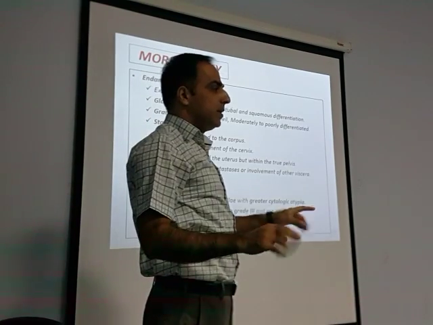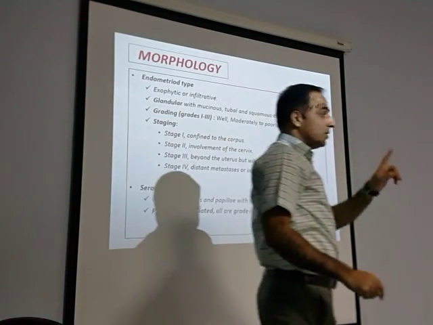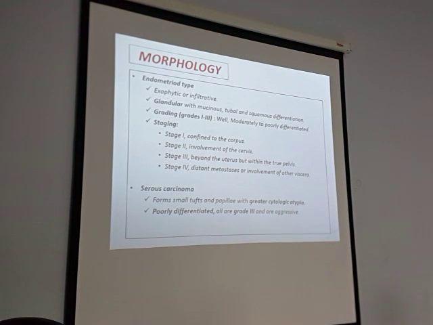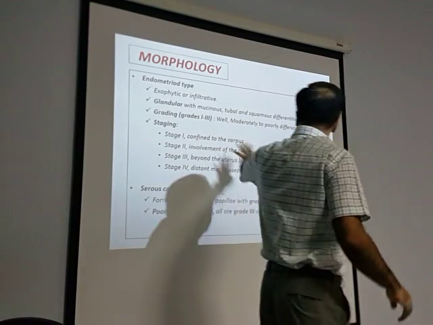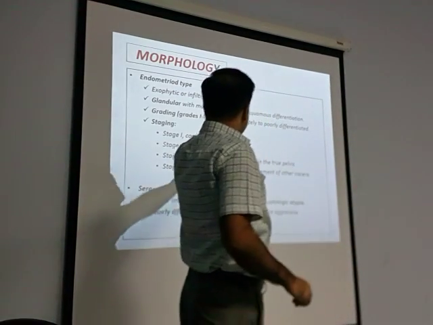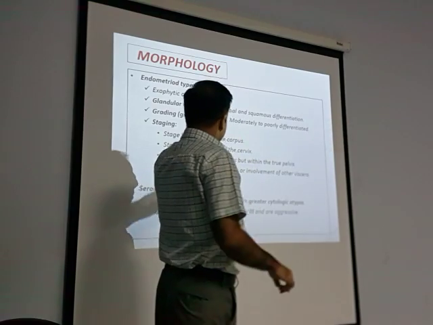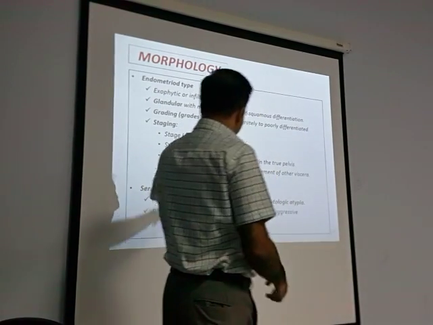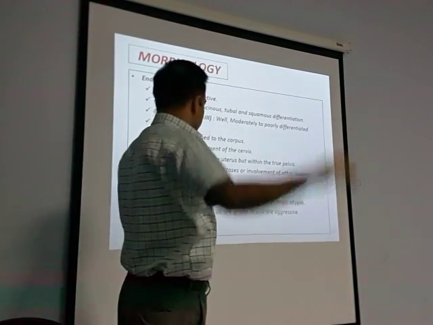Clear? Very easy. It's not that easy. The staging is not that easy, but I have made it easy. Otherwise, in cervical staging, stage 1 is divided into stage 1A and 1B, then 1A1, 1A2, 1B1, 1B2. So these are very difficult stages. But to make it simple: confined to the corpus, going to the cervix, going to the true pelvis, and distant metastasis. Easy for you.